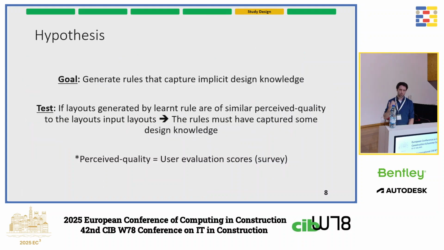So like I said, the goal was to extract these rules from the examples, but of course we want these rules to capture some kind of implicit design knowledge. So the way we're going to test that is by taking those rules and generating layouts using those learned rules for evaluation. Then the idea is we compare those learned layouts with the input layouts, and if they're of similar quality, then we must have captured some kind of implicit design knowledge.